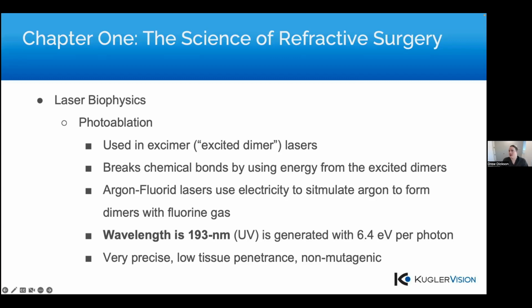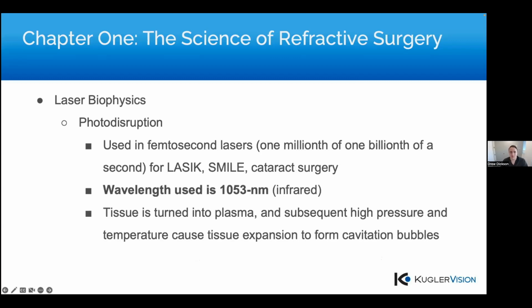The next type that we'll talk about is photodisruption. So photodisruption is used in femtosecond lasers, which a femtosecond stands for 1/1,000,000 of 1/1,000,000,000 of a second. So this is a very fast laser, very quick. This laser is used in LASIK, SMILE, and can be used in refractive cataract surgery as well. The wavelength used in photodisruption is 1053. So that's important to tuck away as well.